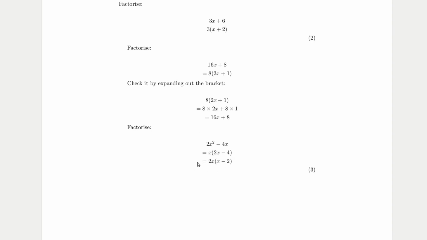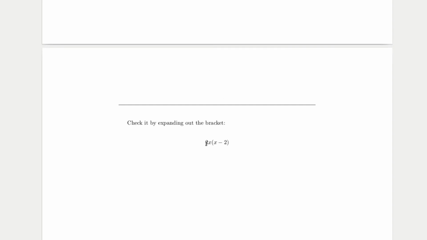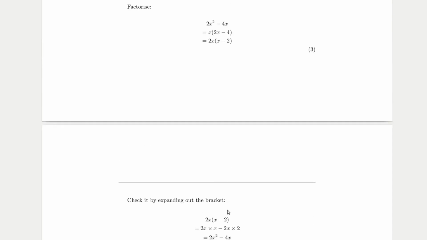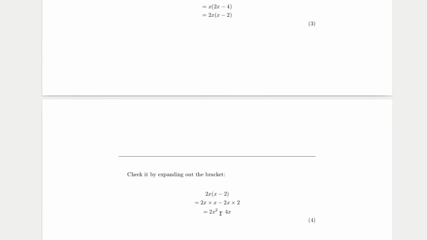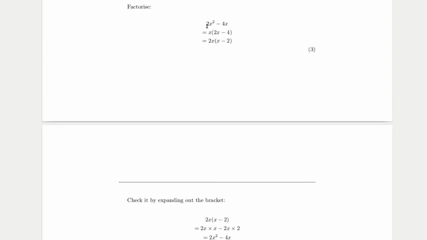And then if we wanted to check that, we could do that by expanding the bracket. So let's take this times this, take away this times this, and then once again we will tidy this up. So 2x times x will be 2x squared, and 2x times 2 will be 4x. We can see that once we expanded the bracket, it did indeed equal the same as what we started with.